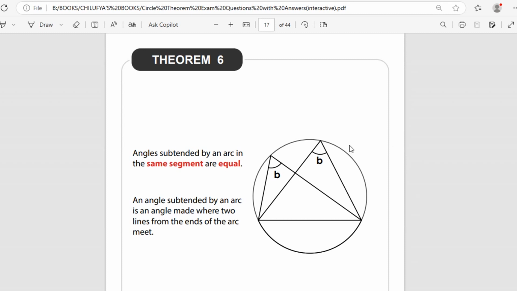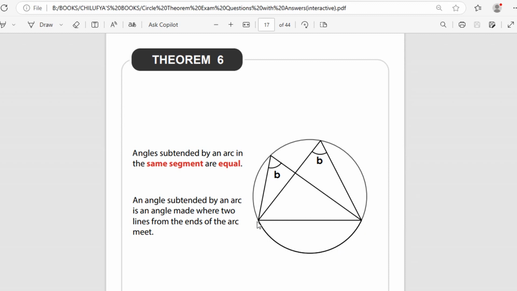Now, Theorem 6 says that angles subtended by an arc in the same segment are equal. If you're wondering what it means by subtended, I have a definition for you right here. It says that an angle subtended by an arc is an angle made where two lines from the ends of the arc meet. As you can see, we have the end of the arc, which is here, and another end here. This is the arc right here. This is the end and that's the end.